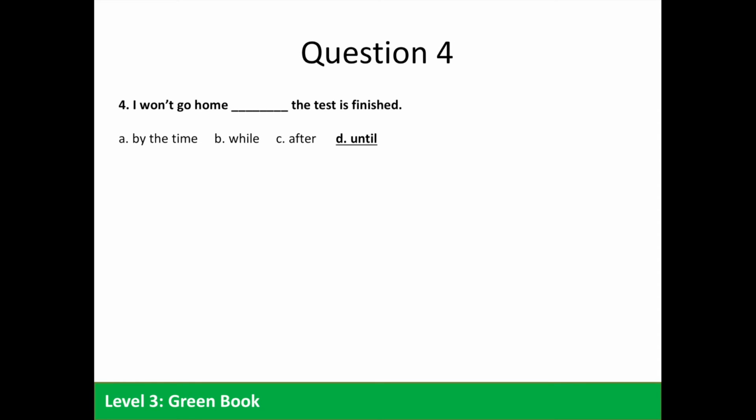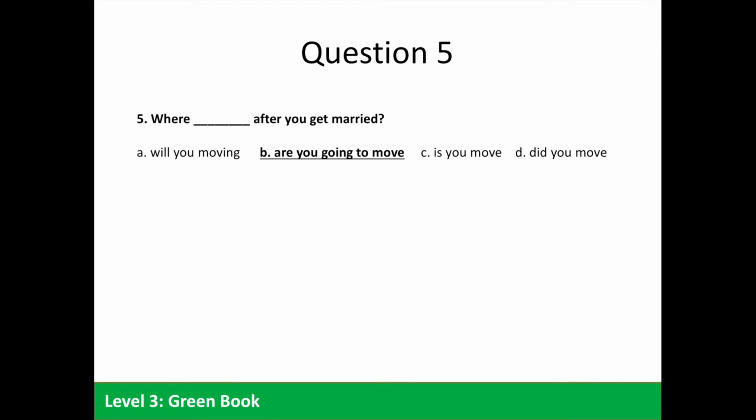Question 4. I won't go home blank, the test is finished. Again, I have won't, the negative. I can't go home until I've finished, so D is the correct answer. Question 5. We'll blank after you get married. Again, we have the time clause second, after you get married. We know we need to write the main clause in the future tense, so B is the correct answer.